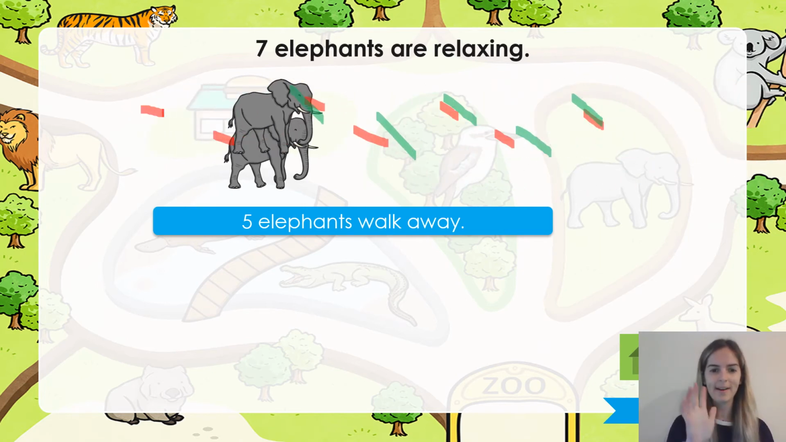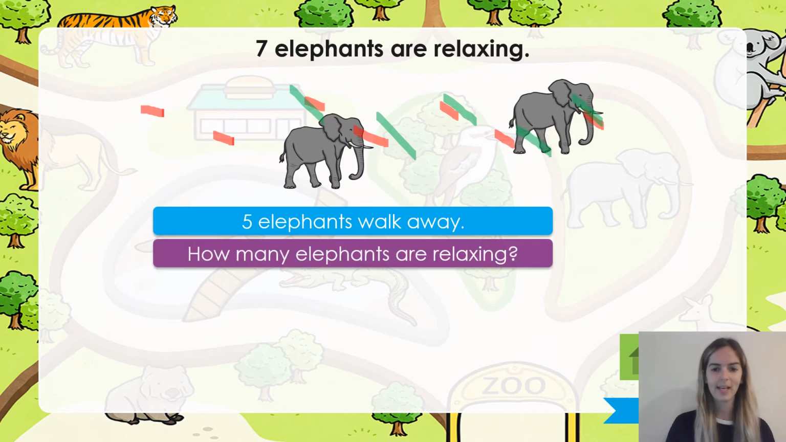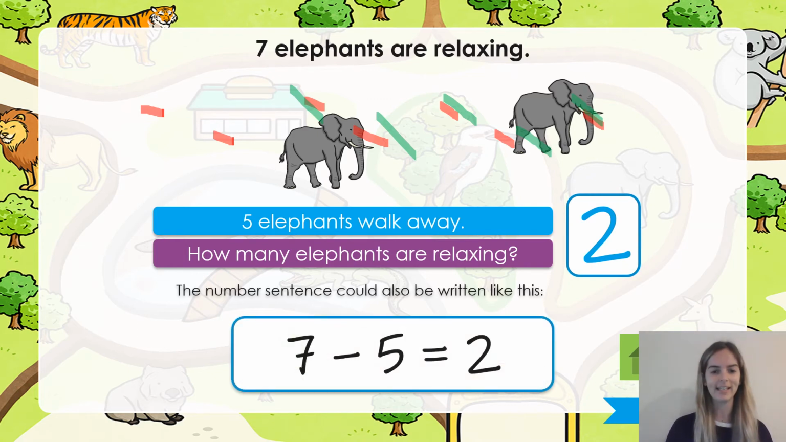So there goes my 5. And how many am I left with? I am left with 2. There are now 2 elephants relaxing. And the number sentence would look like this. 7 take away 5 equals 2.